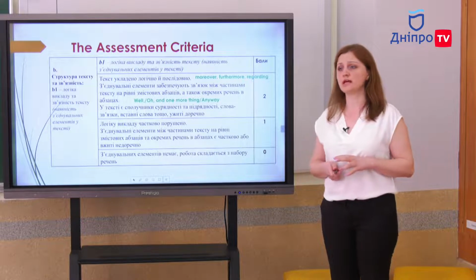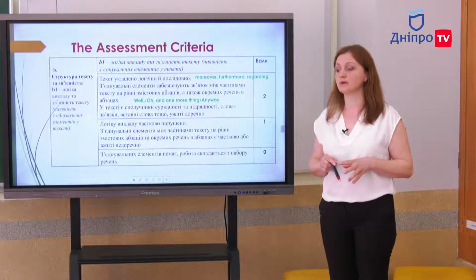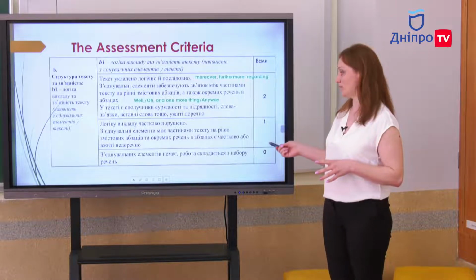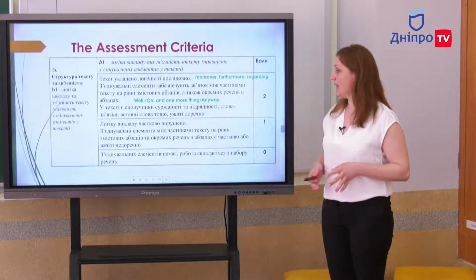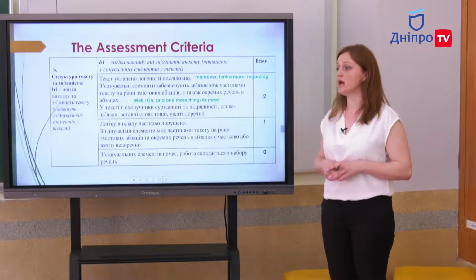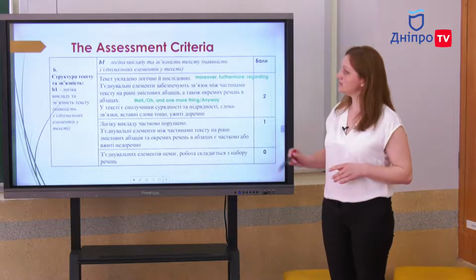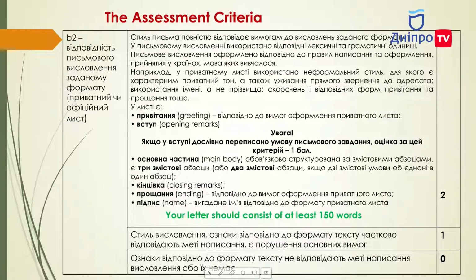If the logic of your letter is not so good and you do not have enough linking phrases, then you will get 1 point. If you do not have linking phrases at all and you only have sentences in your letter, no logic, then you will get 0. So, criterion B2 is given for writing style. You can get 2 points if your letter is written in an appropriate style according to the given topic.